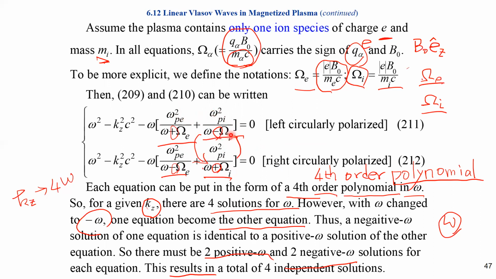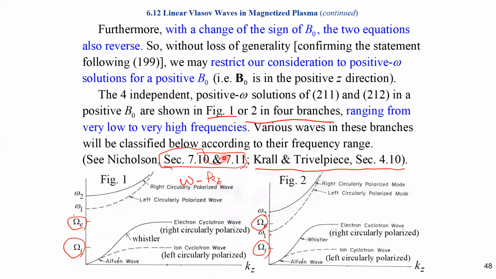Okay, so from these two equations, we can solve many roots. For example, for the right-hand circularly polarized wave, we have two branches, 1, 2. For the left-hand circularly polarized wave, we have another 2 branches, dashed line, 1, 2. Okay. Last time we talked about high frequency solution here.